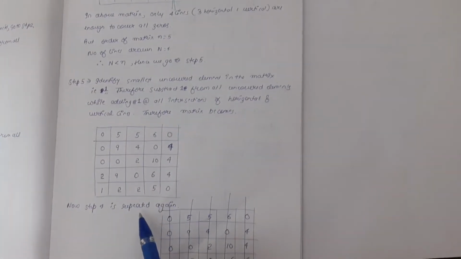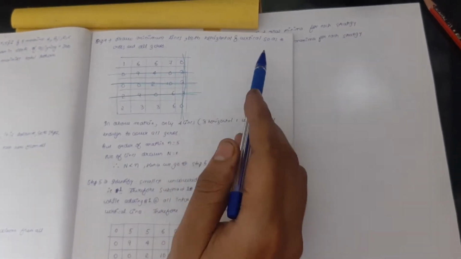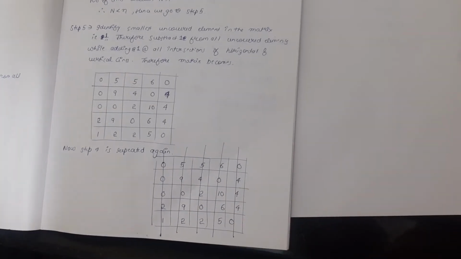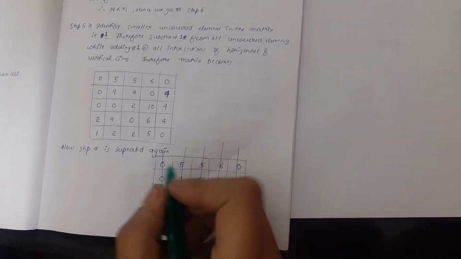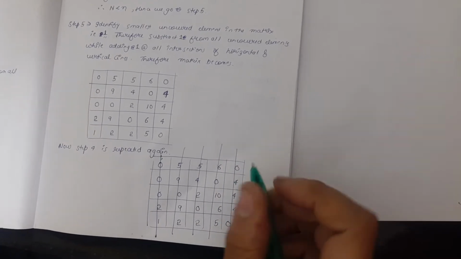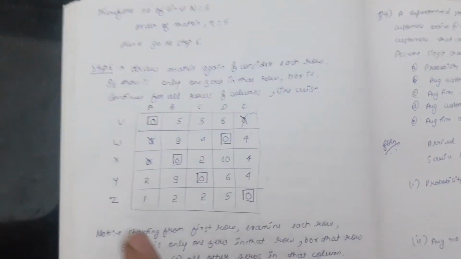Now step 4 is repeated again. We draw the minimum lines, both horizontal and vertical, so as to cross out all the zeros. We draw independent lines so as to cross out all the zeros. The number of lines we have drawn is 5, and our order of the matrix is n. Hence we go to step number 6.